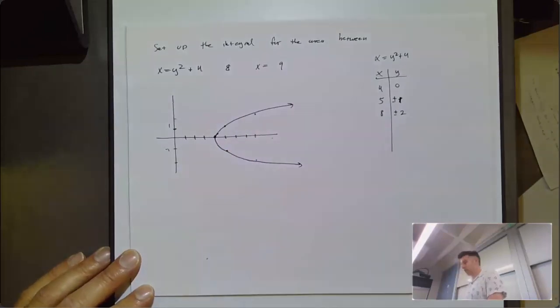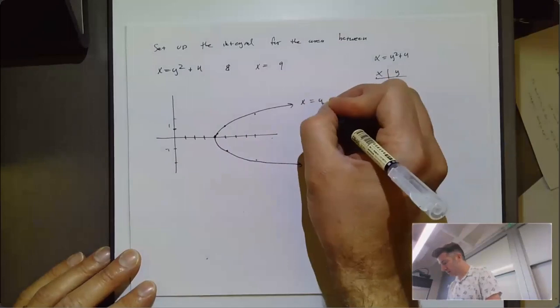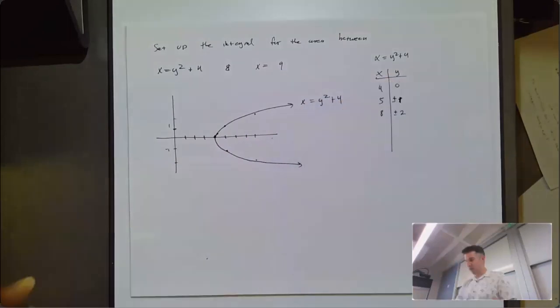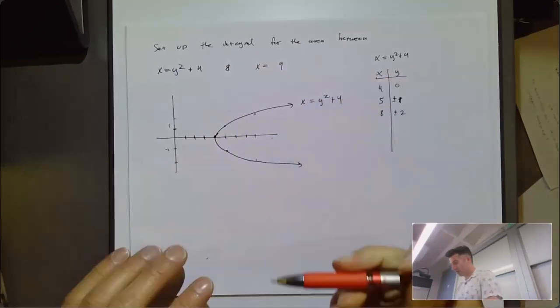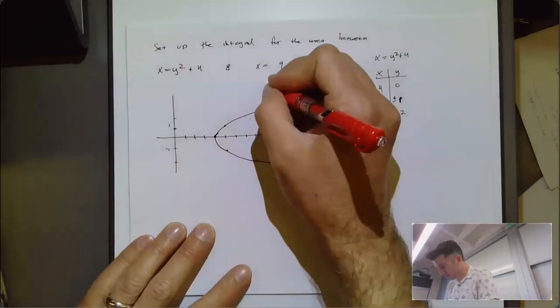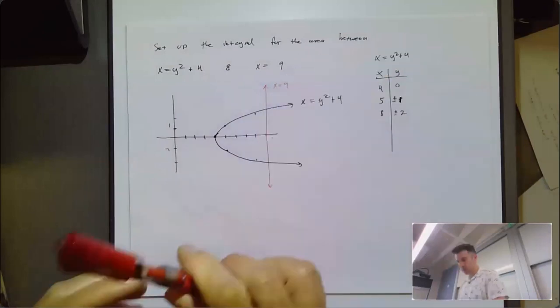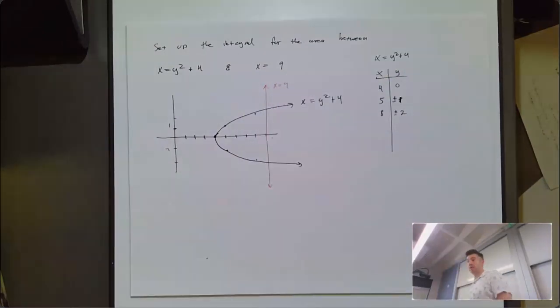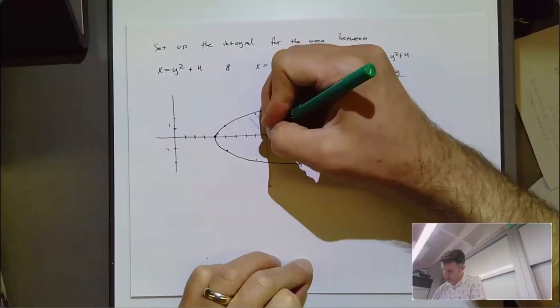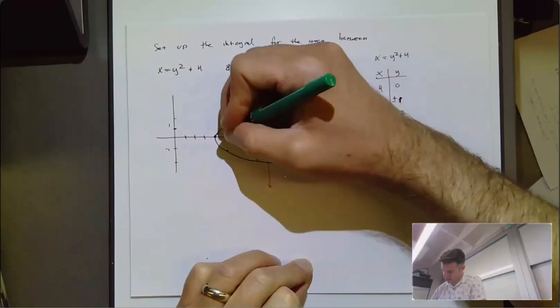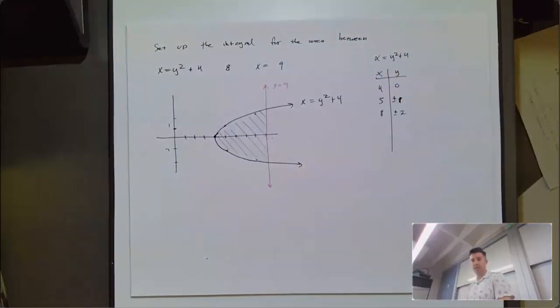So there's my parabola, x equal to y squared plus 4. And then I also need the line x equal to 9, which is one more point over. There's x equal to 9. So I'm looking for the area between these two curves. So I'm looking for that area there.